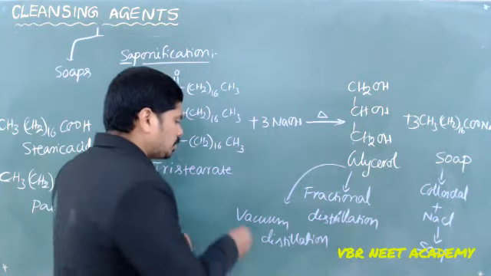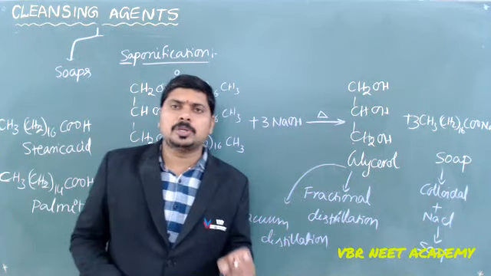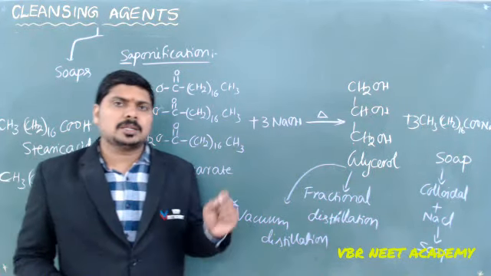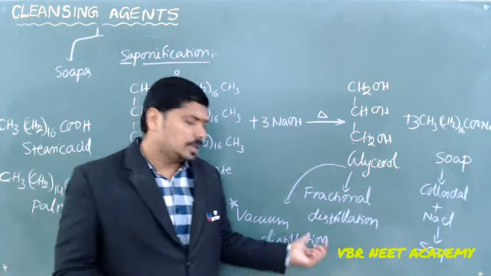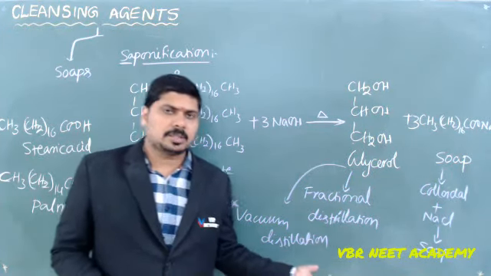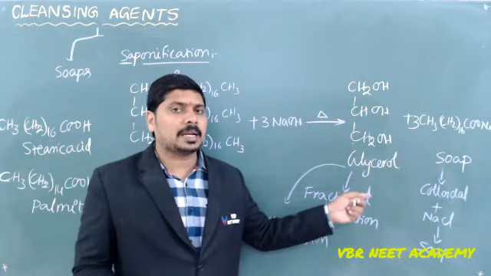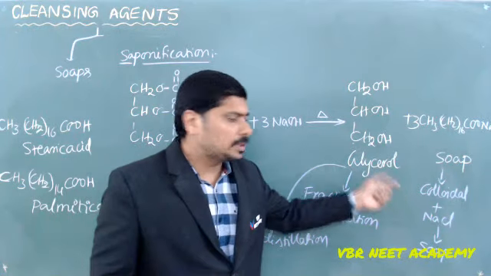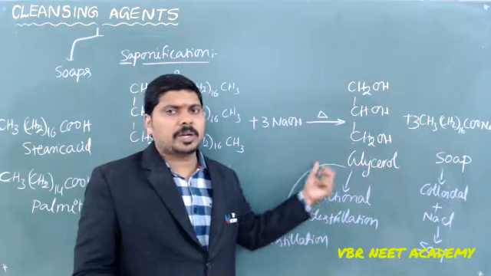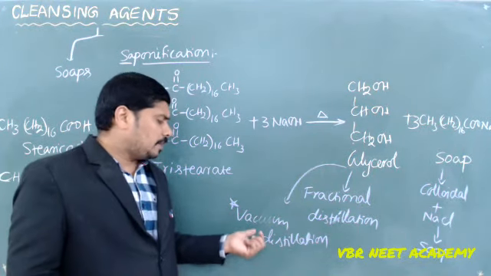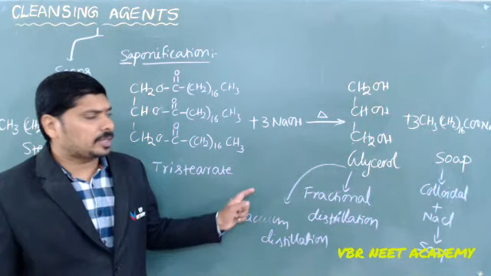You are supposed to remember this, it is very important. Vacuum distillation is useful for purification of glycerol. This remaining solution after getting the soap is called spent lye. From the spent lye, we purify the glycerol by using vacuum distillation. Understand? This is the technique we use.